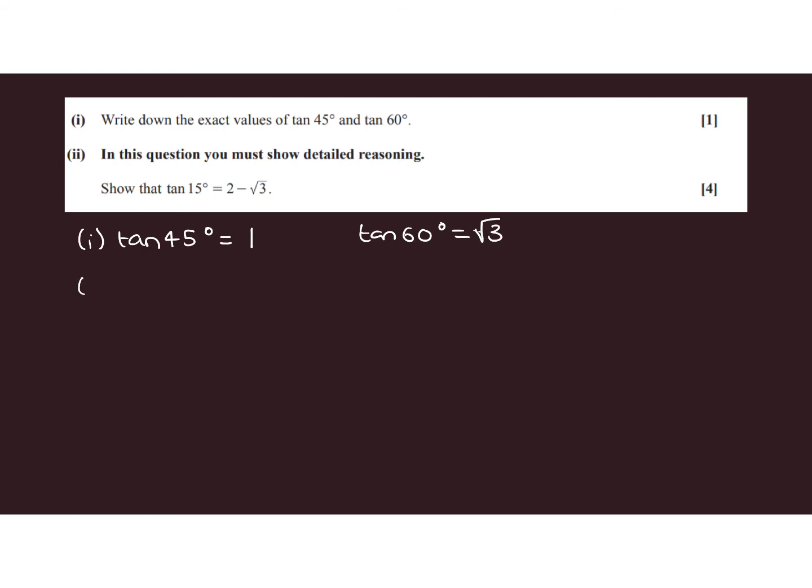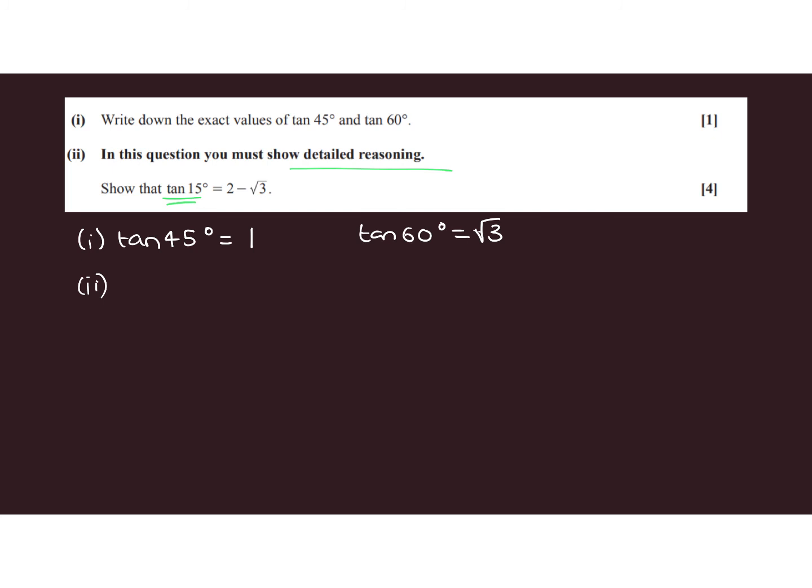Now, part 2, we must show detailed reasoning here, and we've got to show that tan 15 equals 2 minus root 3. Now, why is the detailed reasoning comment there? To stop somebody from plugging in tan 15 into their calculator and potentially getting 2 minus root 3 as an answer, which is indeed what your calculator would tell you. So, let's work this out properly.